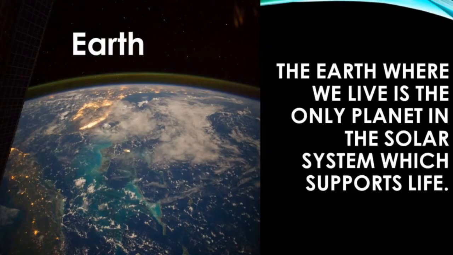The Earth where we live is the only planet in the solar system which supports life. Due to its right distance from the Sun, it has the right temperature, the presence of water, and a suitable atmosphere and a blanket of ozone. All these have made continuation of life possible on the Earth. From space, the Earth appears bluish green due to the reflection of light from water and land mass on its surface.